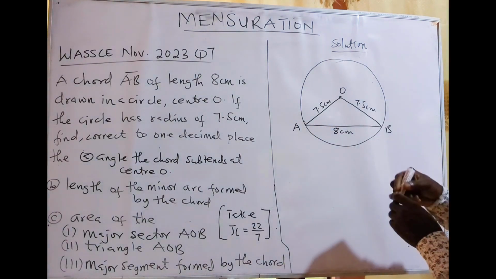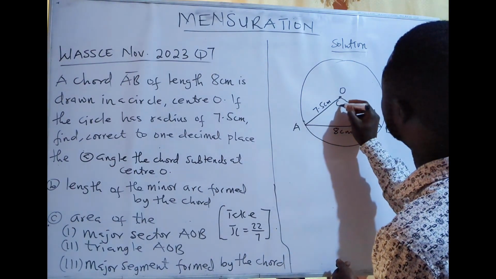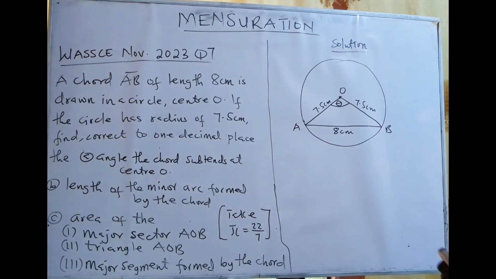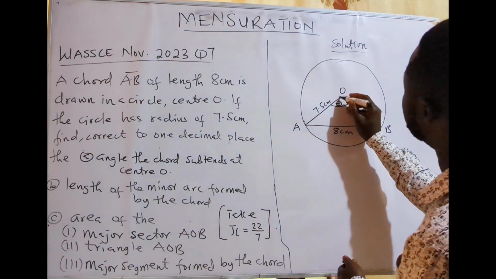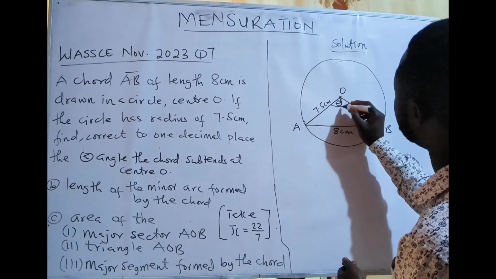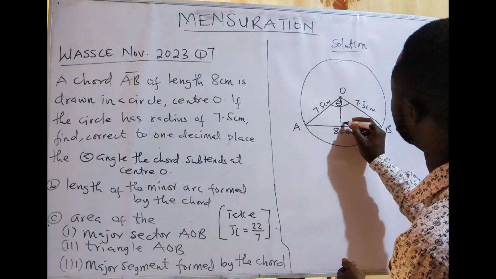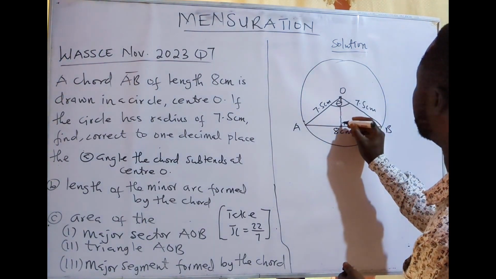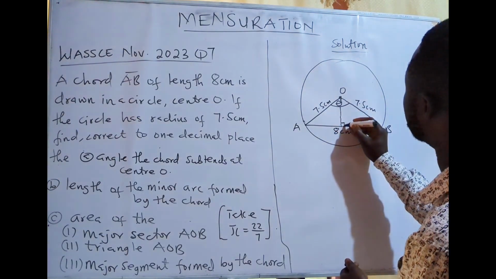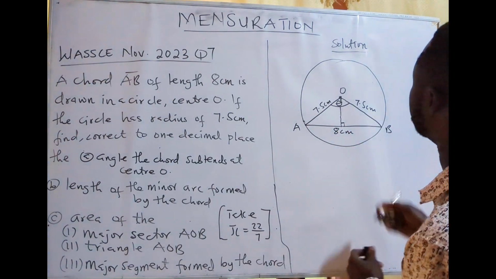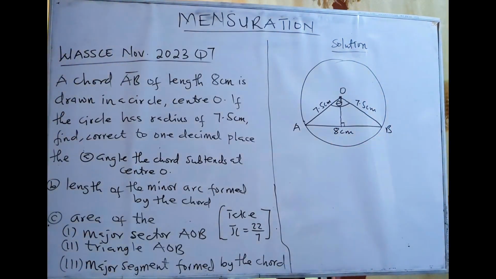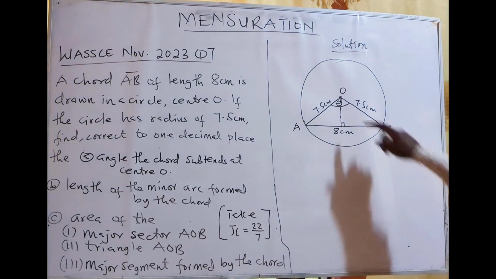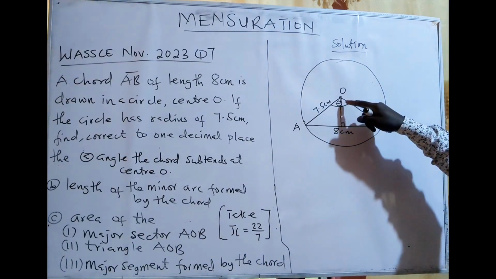So there is the chord. The angle the chord subtends will be here. So we don't know the angle the chord subtends at the center. So what we are going to do, let's draw a perpendicular height to here, the length from O to the chord. And I think when we draw, we'll be able to calculate the angle the chord subtends at center O. So this angle is what the question is actually talking about.